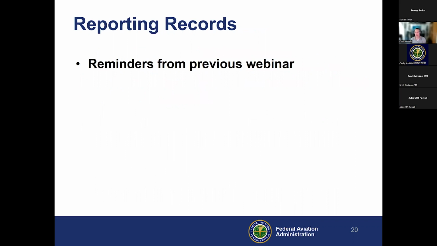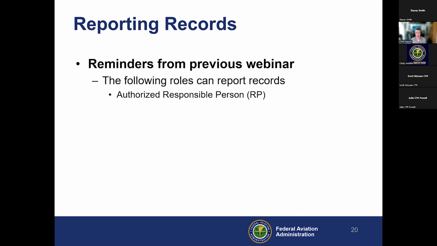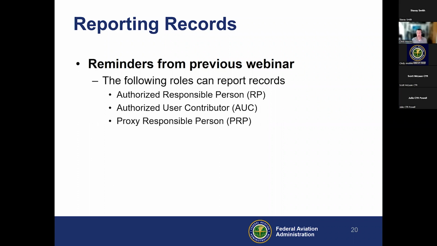So we're going to go through the demo now about how you report these training records. We'll go through a sample. Just a couple of reminders. There are certain roles that you have to have to report records. If you're an authorized responsible person, you can report records. If you're a user contributor, you can just say contributor for short. You can also be a proxy responsible person or a proxy contributor. But one of those four are the folks that can currently report records into PRD.